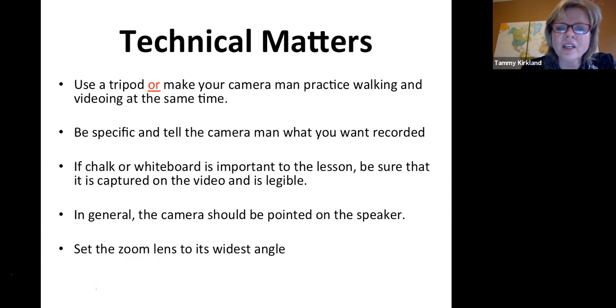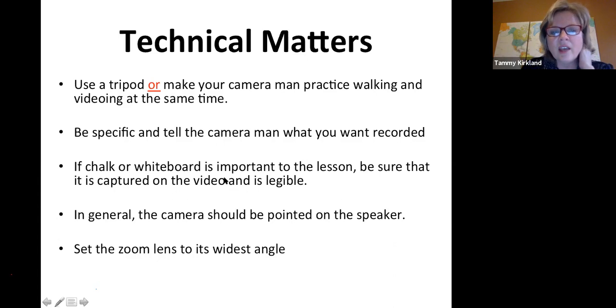Also, be specific. Tell your video cameraman what you want recorded. You don't want to just leave it to them, especially if they're not an educator and in your classroom. You need to tell them, look, I want you to scan the room. I want you to get me talking. I want you to get the kids working independently. I want you to zoom in, say we've got to be able to hear the students. So you definitely want them to come in and practice.